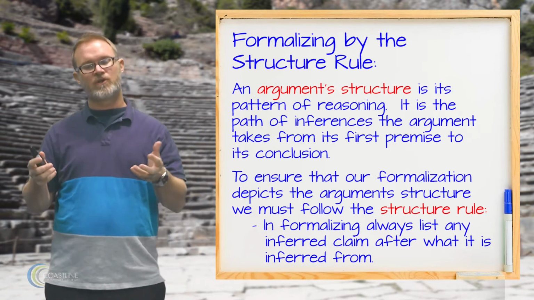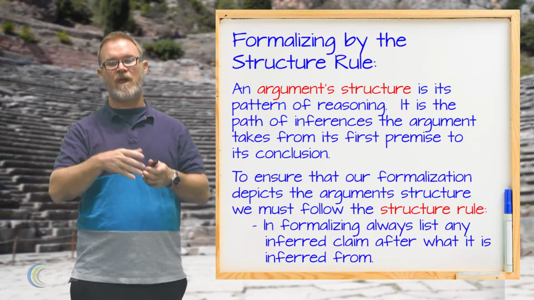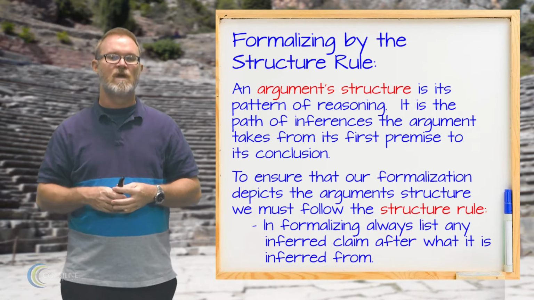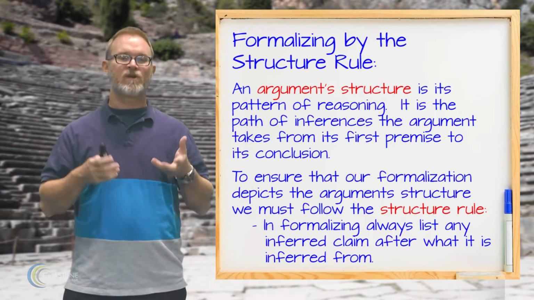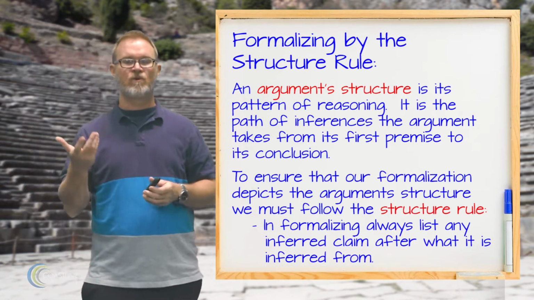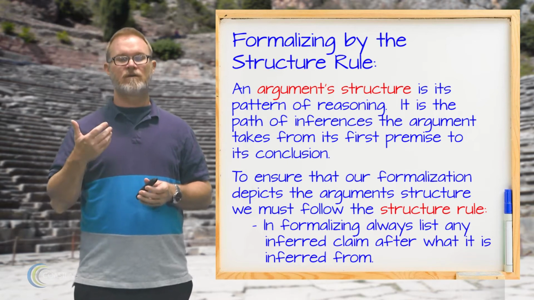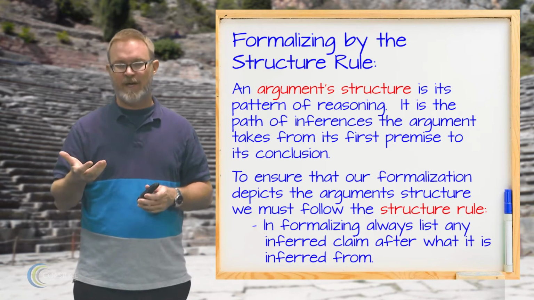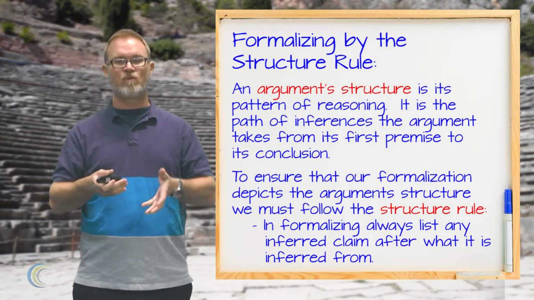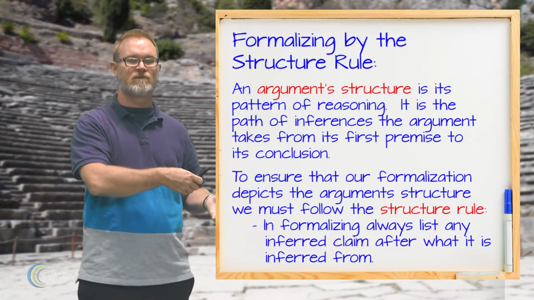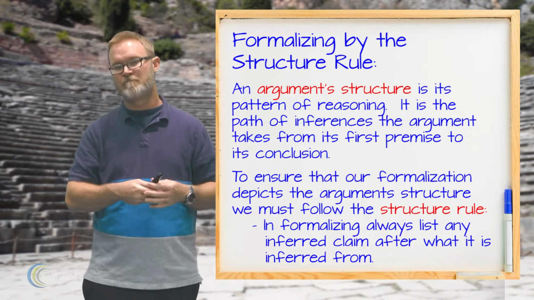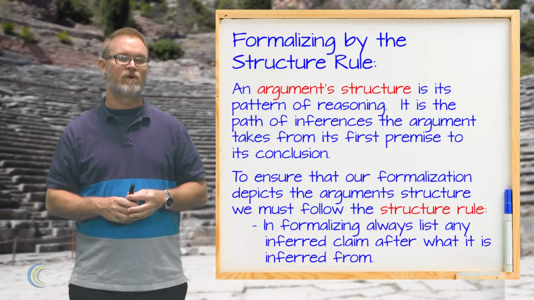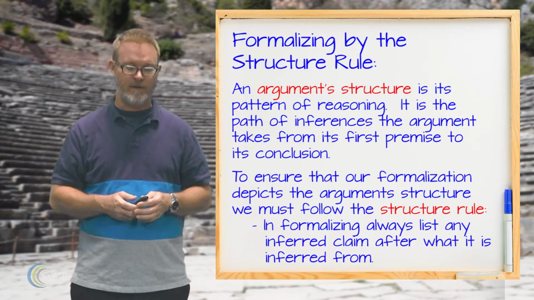And that's the structure rule. Anytime an inference is made, the inferred claim is numbered later in the sequence. Because the conclusion of an argument is always the last inference the argument makes, the conclusion will always go last in the sequence. It's the final inference made, and so it's the last step in the number order of the formalization.